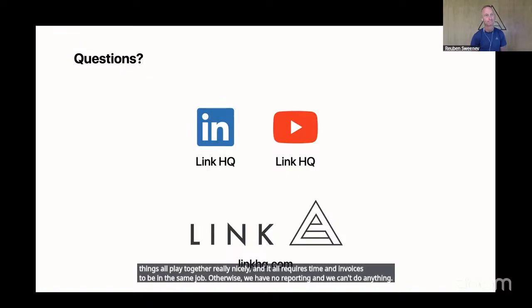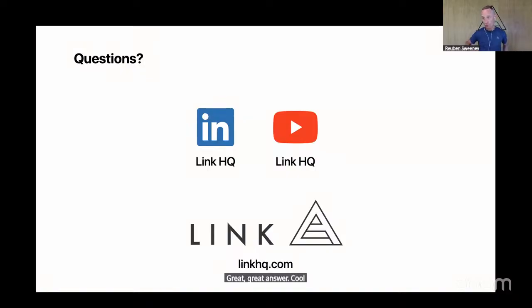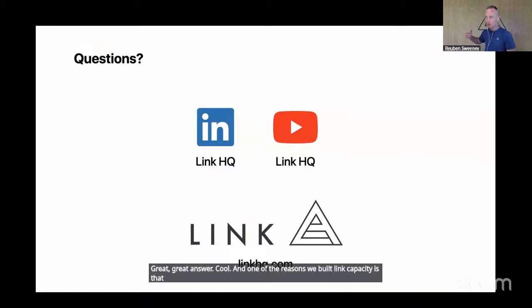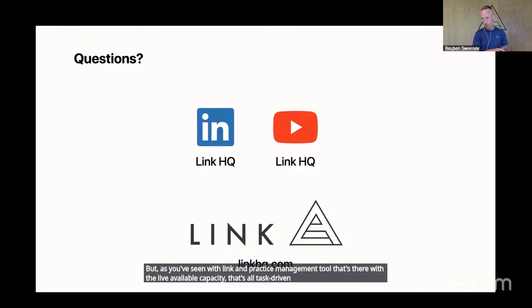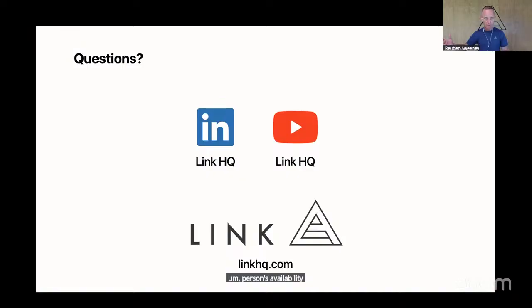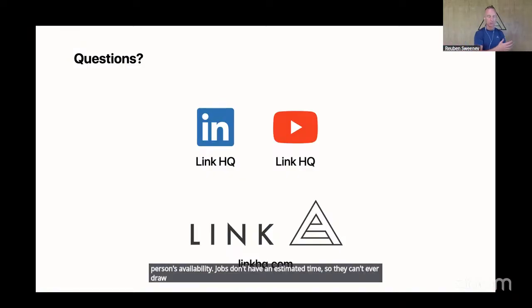Yeah. Great answer. One of the reasons we built Link capacity is that historically, I'm talking like 2 years or so ago, it was really hard in XPM natively to look at all your tasks. You've got 4 BAS returns to do, but they're so well hidden underneath in that job screen. But as you've seen with Link, the practice management tool that's there with the live available capacity is all task driven, and has to be task driven for 2 reasons. One is tasks have estimated times. That's the only way you can draw on a person's availability. Jobs don't have an estimated time, so they can't ever draw on a person or calculate a person's availability.